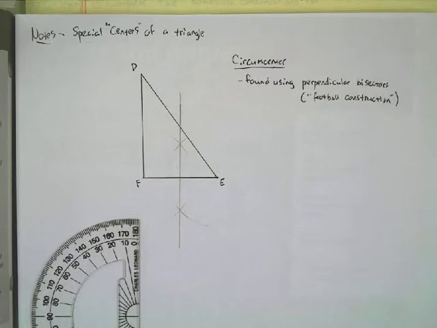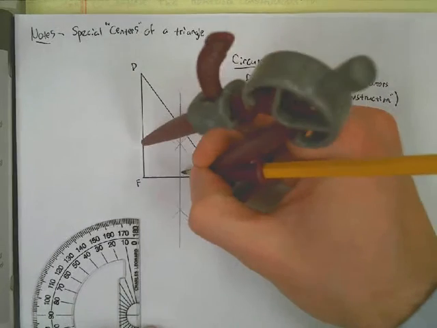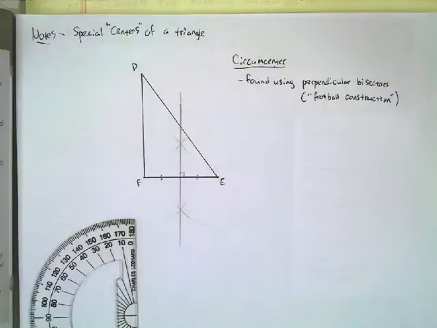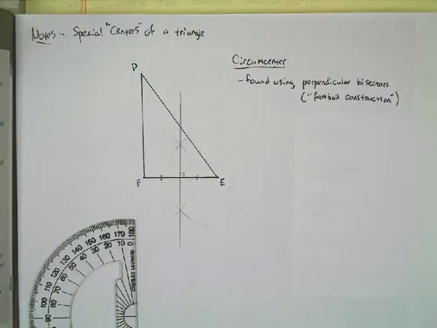Again, just so we remember, that creates a right angle there, and then these two parts are going to be congruent. I'm going to mark that in, just so we remember that. It's also an important property. Okay? And then we're going to turn our paper and do another perpendicular bisector.